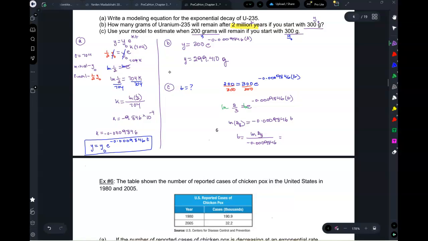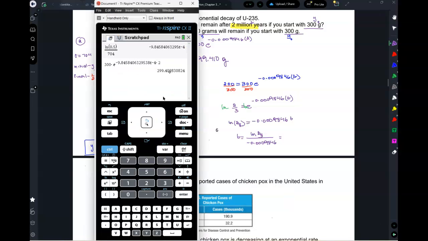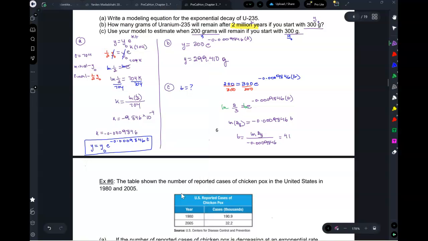Let's see. Oops. Okay, so ln of 2/3 over that k. Here we go. 411.814. So that's how many years? Okay, what did I do wrong? This is all in millions. So million years. 411.8 million years. Okay. Fabulous.